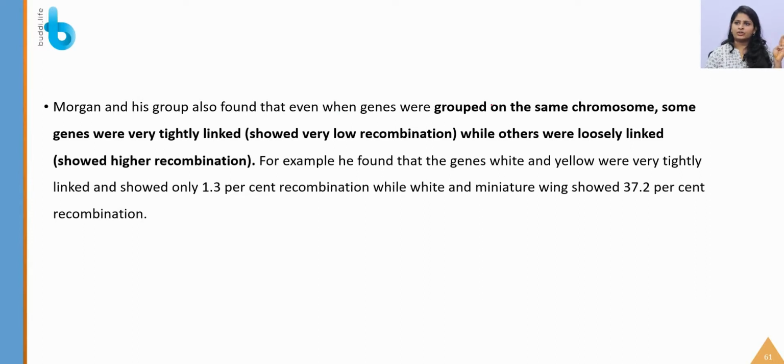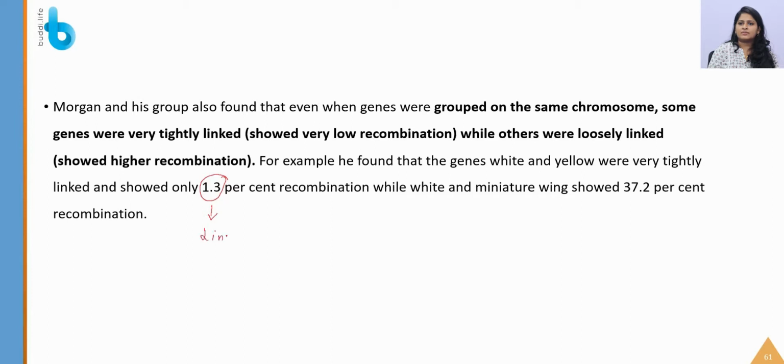He also found that when genes were grouped on the same chromosome, some genes were tightly linked, that is they show a very low percentage of recombination, so the same parental combination continues throughout many generations, whereas if loosely linked, they show many recombinations. For example, he found that genes for white and yellow were tightly linked and showed only 1.3% recombination, whereas white and miniature wing showed 37.2%. So what did he conclude from this?